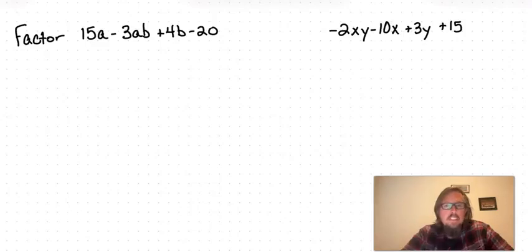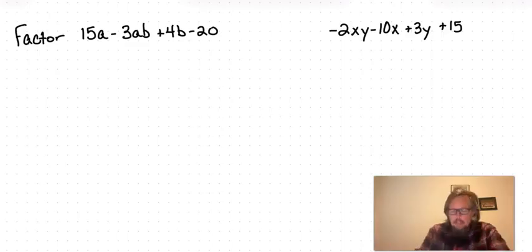So anytime we factor, the first thing we do is look for a greatest common factor. And when we look at this first problem, 15a minus 3ab plus 4b minus 20 doesn't seem to be a greatest common factor, nothing that all four of these terms have in common. So our next step is to look to factor by grouping.